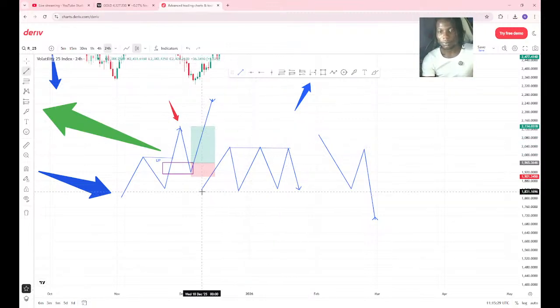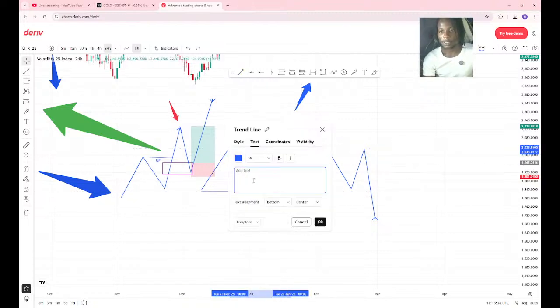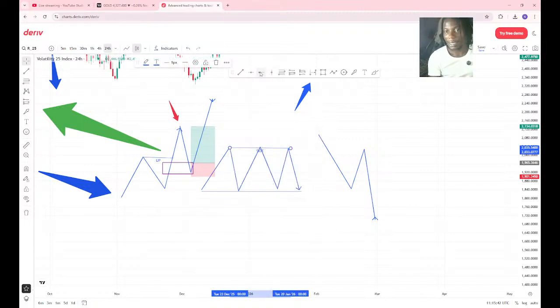Either direction. So a lot of people trade this. Okay, let's put this side, because it's actually going to the side.